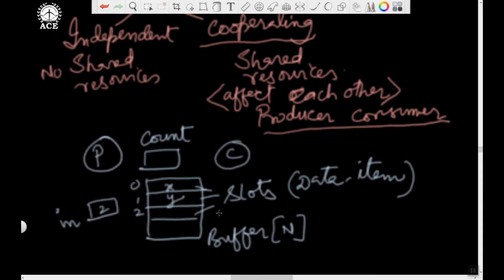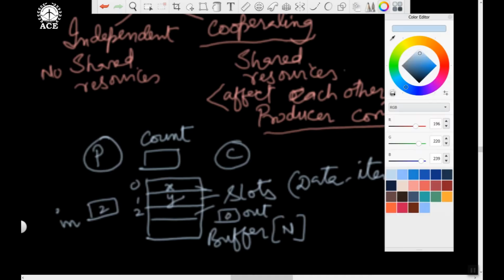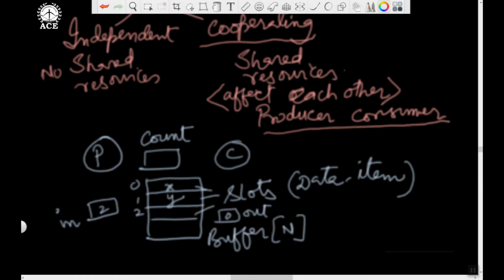Likewise, the consumer will access a variable called out. By means of out, it can access the item from the buffer. And count at any time is going to indicate how many data items are present in the buffer. We follow a protocol that whenever the producer places a data item in the buffer, we increment count, and whenever the consumer consumes a data item from the buffer, we decrement the count.